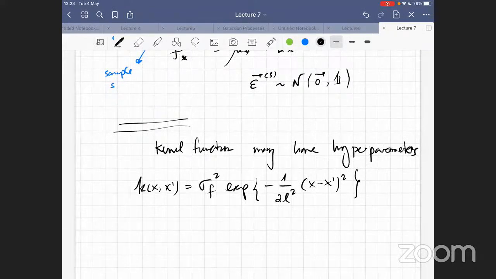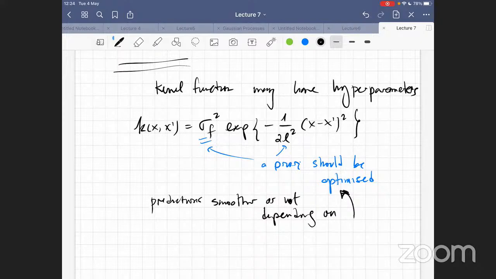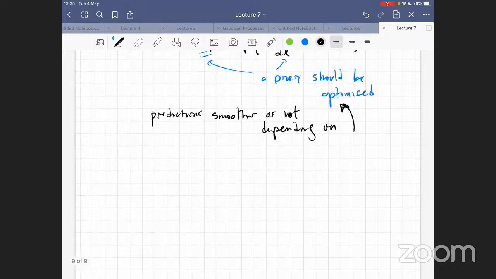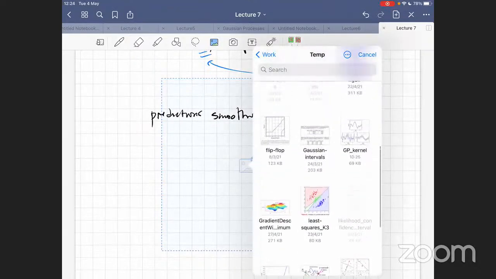Okay, so these guys here are hyperparameters, and these hyperparameters need to be optimized, right? But the choice of the hyperparameters matters, right? Because depending on the hyperparameters, the predictions will be smoother or less smooth, depending on these parameters here. So let me just show a picture here. Let me see, where is it? This.